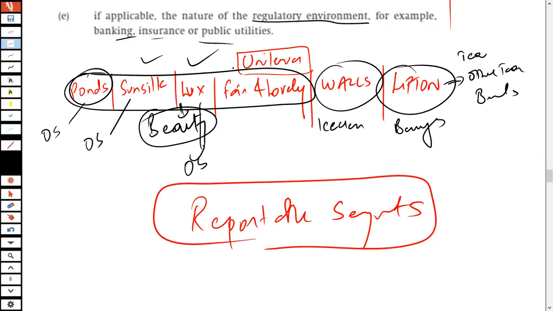Okay, so we are done with this specific part of IFRS 8. I'm going to end my class here. In our next class, we will be talking about the disclosure requirements of IFRS 8 and how an exam question on IFRS 8 is going to be tested, and how we need to answer that question. We are going to discuss that in our next class.